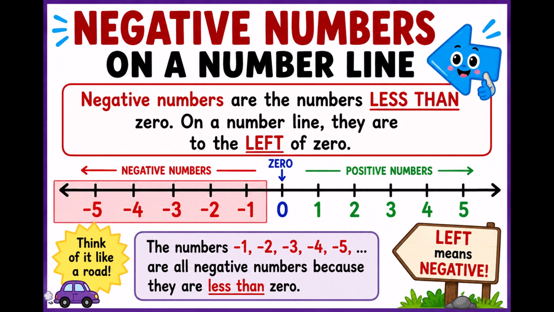Negative numbers on a number line. Negative numbers are the numbers less than 0. On a number line, they are to the left of 0. The numbers -1, -2, -3, -4, and -5, etc., going that way, are all negative numbers because they are less than 0. So again, think of it like a road. Left means negative. Excellent job.